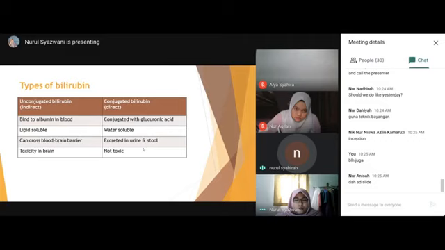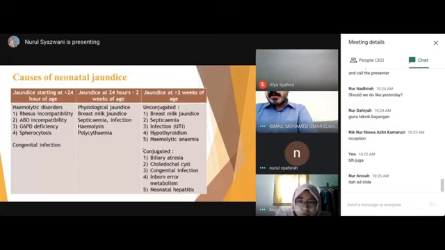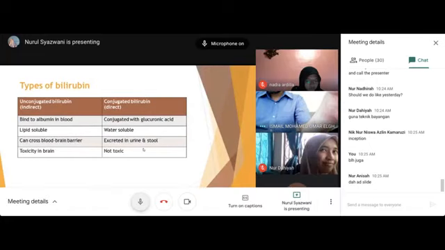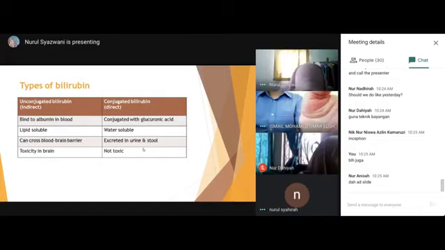Next. What do we call the toxicity in the brain? Kernicterus. Very good. Which part of the brain is affected by kernicterus? Yes, basal ganglia and the brain stem nuclei. So first the basal ganglia, after that the brain stem nuclei. Very good. Carry on.